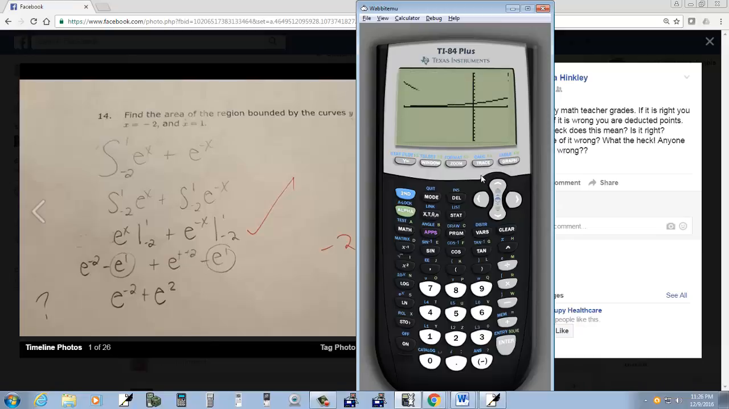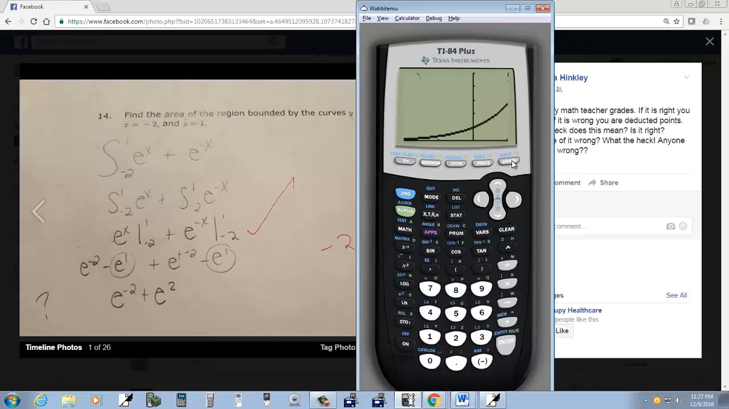There's y1 and there's y2. Find the area of the region bounded by these. You can make one of these bold. And then graph. There's our first one. Here's our second one. And I'm going to do a window and change y min to 0 and y max to like 5, so I can see it a little bit better.